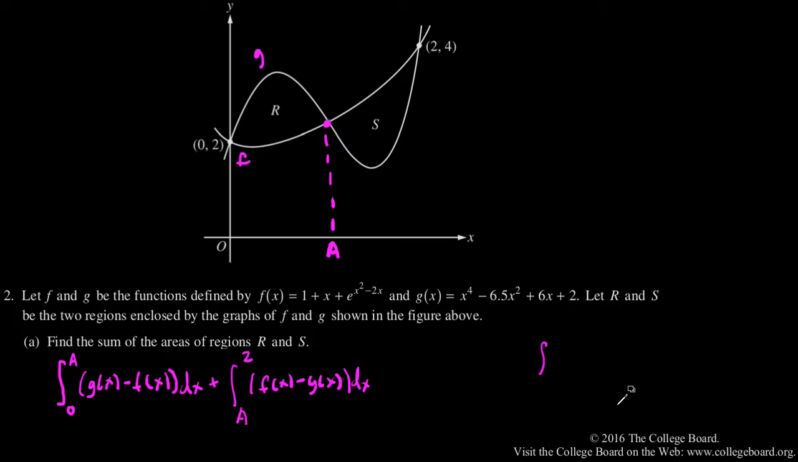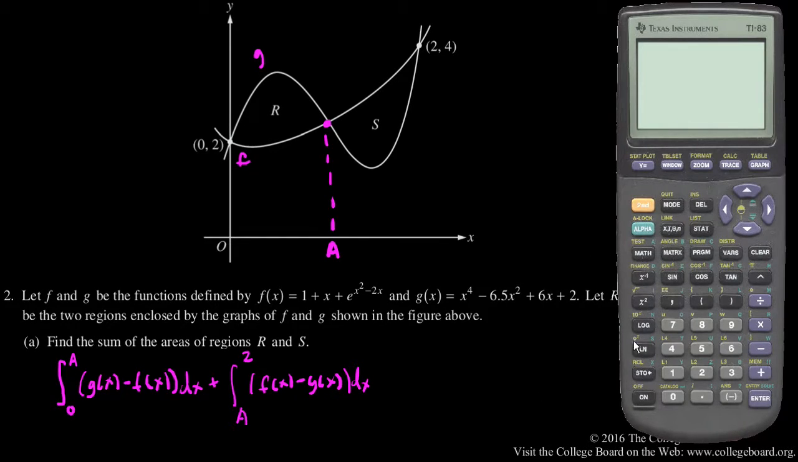All right, so let's go and do some calculator work here. So I will go to my graph. I will graph f of x in y1. So I have 1 plus x plus e to the x squared minus 2x. And I'll graph g of x in the y2. So I have x to the fourth minus 6.5 x squared plus 6x plus 2.